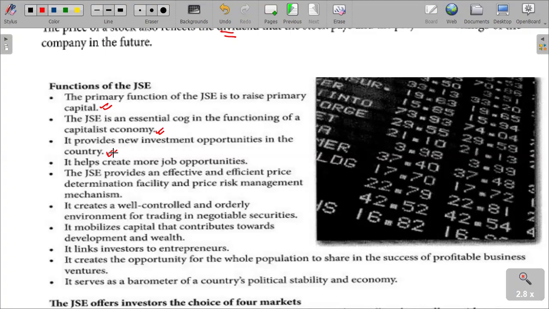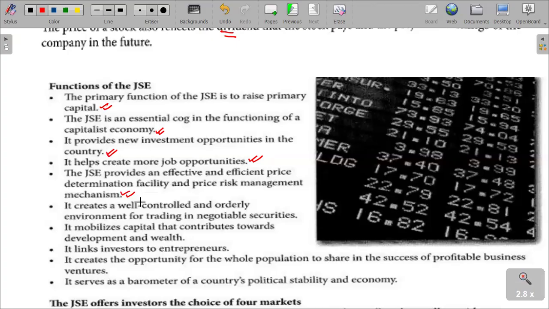It helps create more job opportunities. That is quite important. JSE helps to create more job opportunities by assisting public companies, resuscitating public companies through the selling of shares, by also ensuring that the shares are sold at the best reasonable prices without manipulation and without losses, which are quite good advantages, which would provide more capital for investment into businesses in order to expand those kinds of businesses. JSE provides an effective and efficient price determination facility and price risk management mechanisms.